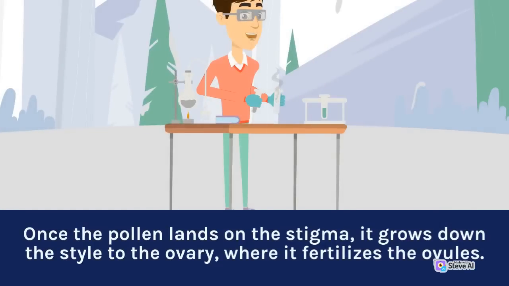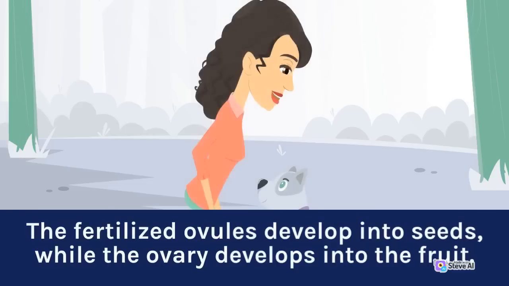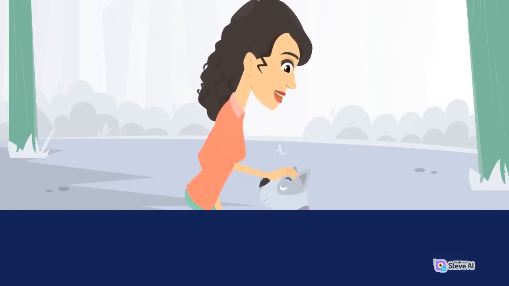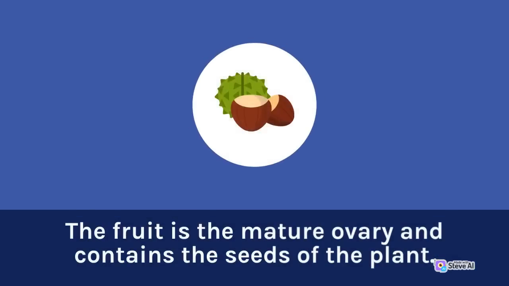Once the pollen lands on the stigma, it grows down the style to the ovary, where it fertilizes the ovules. The fertilized ovules develop into seeds, while the ovary develops into the fruit. The fruit is the mature ovary and contains the seeds of the plant.